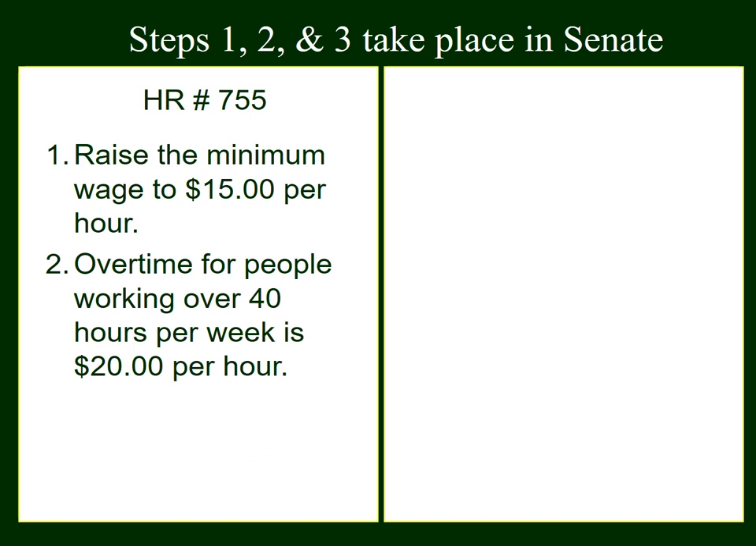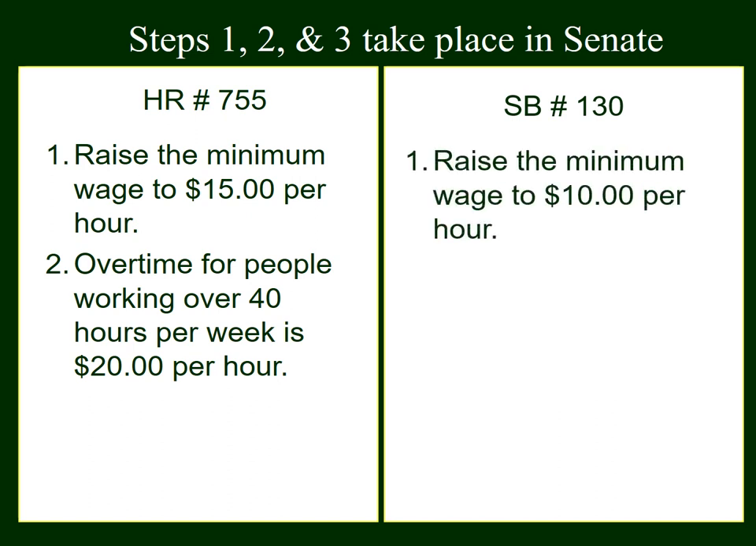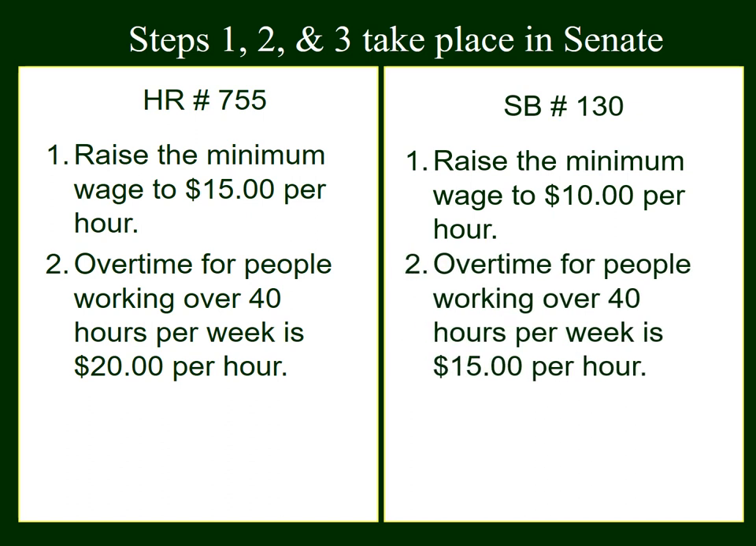Once the bill goes to the Senate, it goes through the process all over again. So it's given a number. We'll call it Senate Bill number 130. And they support raising the minimum wage, but they're not as generous as the House. Let's just pretend that their argument is to raise the minimum wage to $10 an hour. They support overtime, but again, at the rate of $15 an hour. Something's passed the House, that's great, and it's passed the Senate, but they're not exactly the same.